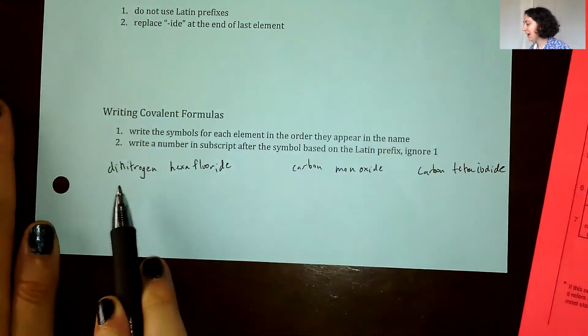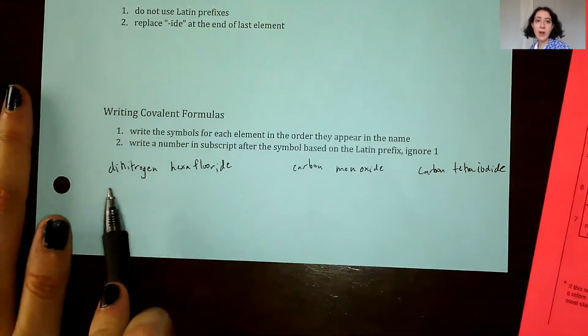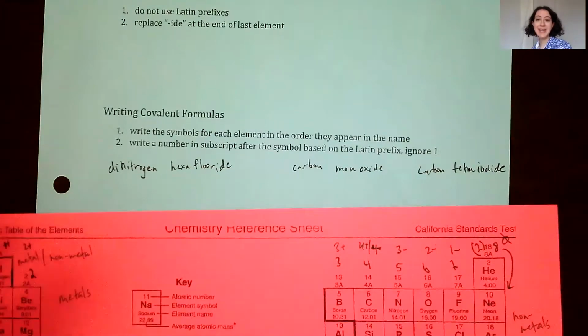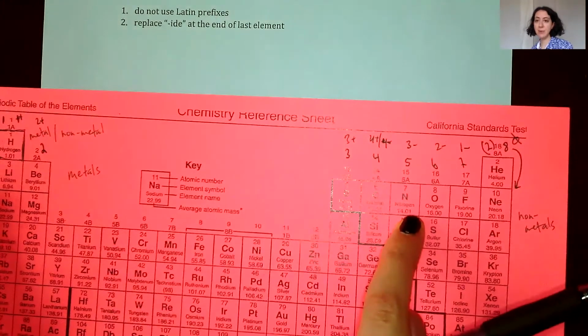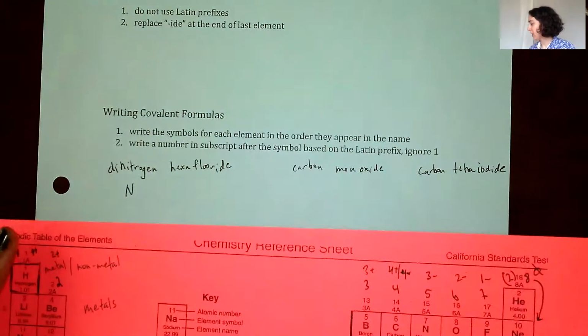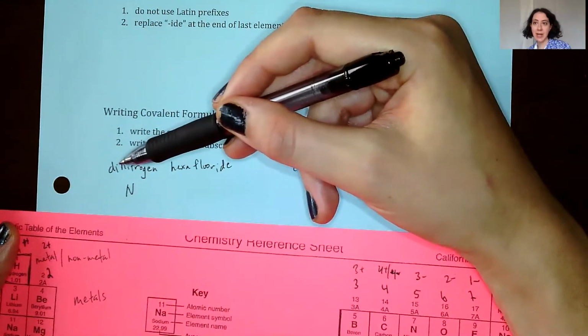So we've got dinitrogen hexafluoride. The first thing we've got to figure out is what elements are involved and what their symbols are. So looking at our periodic table, we need nitrogen. Well, nitrogen is right here and its symbol is an N. Okay. Now dinitrogen indicates di is 2.